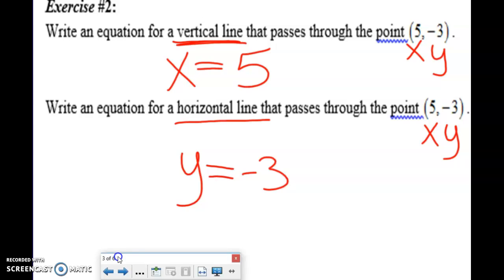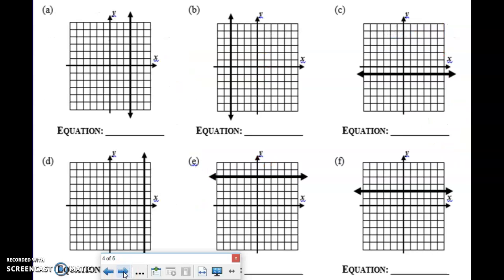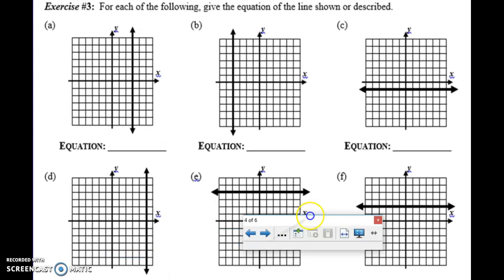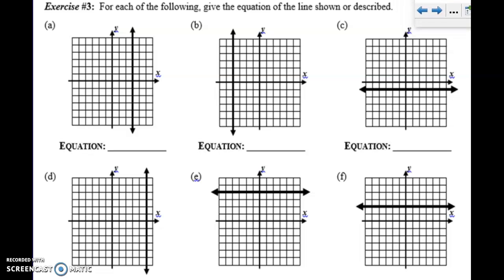Next page. Now we got to be able to do it from a graph, and this is why I said don't walk away, because it's important that you can do it in all different facets. So this time, I'm just going to look at the line and start the equation. For instance, vertical line, x equals. Vertical line, x equals. Horizontal line, y equals. It's as easy as that. I can tell that just by looking at the lines.